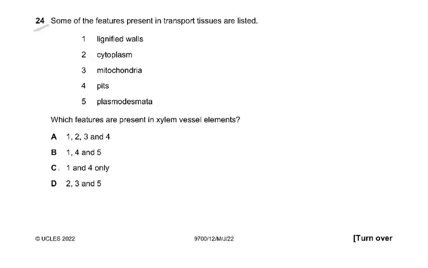And now coming to question number 24, some of the features present in transport tissues are listed: lignified walls, cytoplasm, mitochondria, pits, plasmodesmata. Which features are present in xylem vessels? Now, of course, there's lignified walls I could think of, and the cytoplasm is not present, mitochondria is not present, plasmodesmata and pits are present. So the answer was C, which is 1 and 4 only.